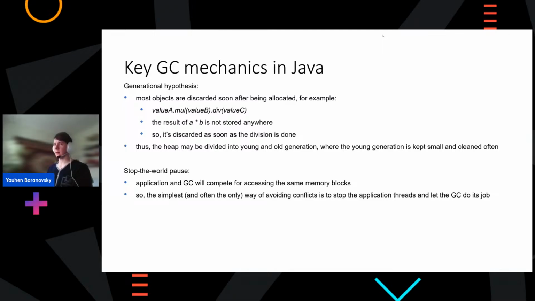Then we have the biggest performance black hole for Java applications. This is the stop the world pause, which happens when the garbage collector is not able, or is designed not, to do any concurrent work with application threads and has to pause all of them in order to do its job.